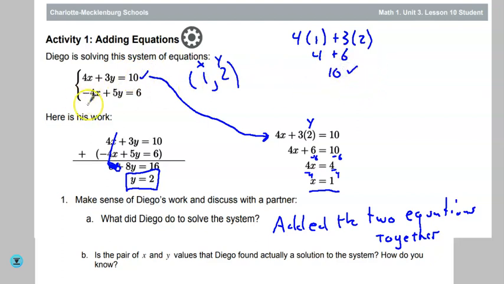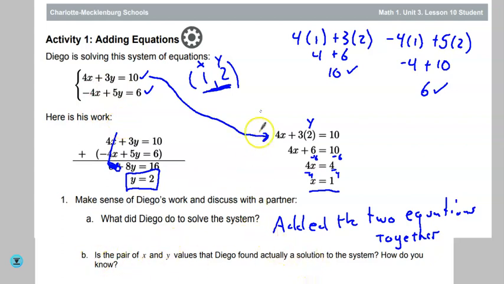Yes. Substitute it into the other one also. Negative 4 times 1 plus 5 times 2, and evaluate that. Negative 4 times 1, 5 times 2 is 10. Negative 4 and 10 is a positive 6. Did it equal 6 like it said it should? Yes. So those two values are correct for both equations. If you want to check to make sure that they're correct, they have to be correct in both equations.